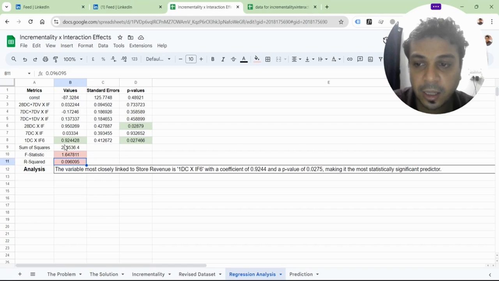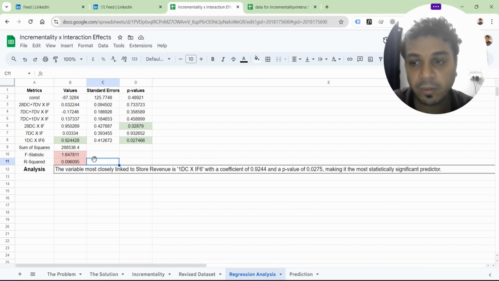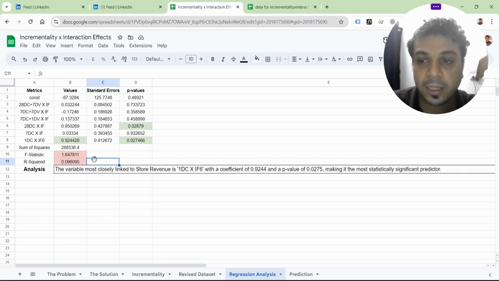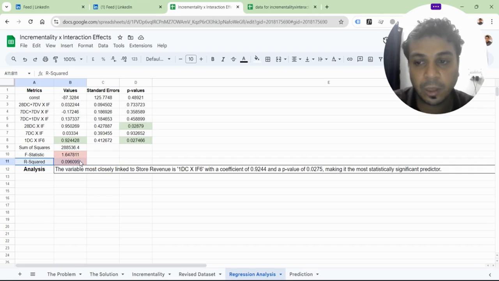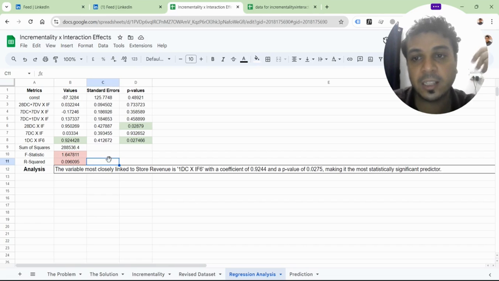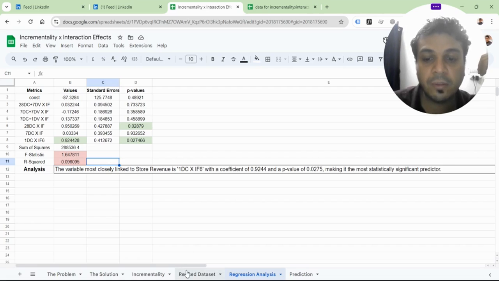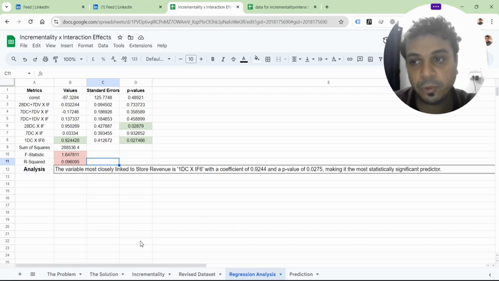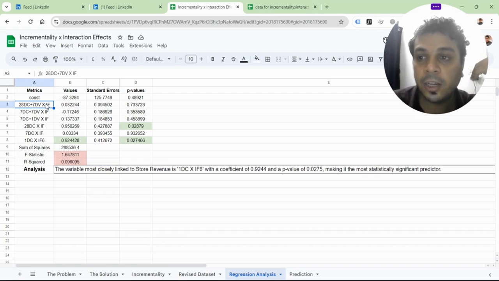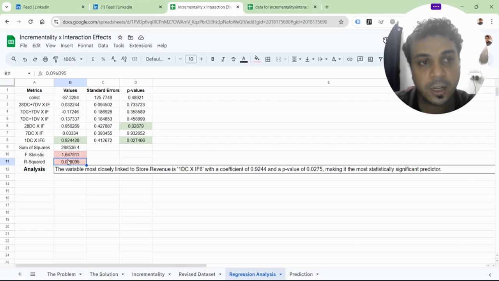And so you can see that the R squared value here is actually very low. The closer the R squared value is to 1, the better it is. And as we can see in this case, it's very, very low. A very low R squared value means that the model is not doing a very good job of explaining how store revenue varies using the input variables that we have considered, the different interaction effect variables between the attribution revenues and incrementality factors. So that's not a good sign, and that means that this model needs tweaking.